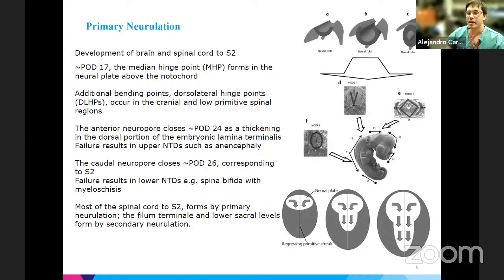So beginning post-ovulation day 17, the median hinge point forms to begin folding the neural plate and to begin our process of primary neurulation and the formation of the CNS. There are additional bending points, and this begins the elongation and differentiation of the CNS. The anterior neuropore closes around post-ovulation day 24. That varies slightly between resources, post-ovulation day 25 and so forth.